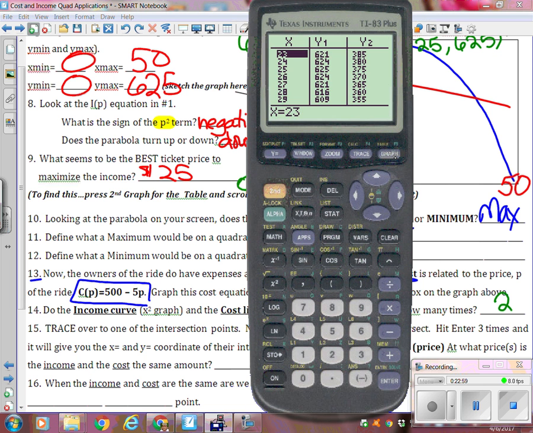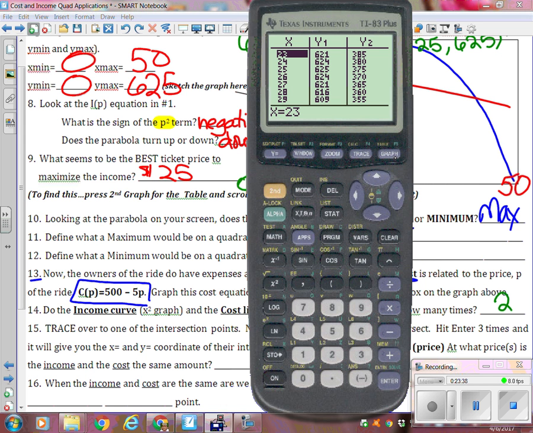I now see X, Y1, Y2. Let's review. X is the price. So at a price of $23 a ticket, Y1 is my income or cost? Which one did we do first? We talked about income first. Okay. So the first number is income. So at $23, I'm bringing in $621 of income. But how much do I have in costs? $385. Does everybody understand? I'm making money, but I'm also paying out money.